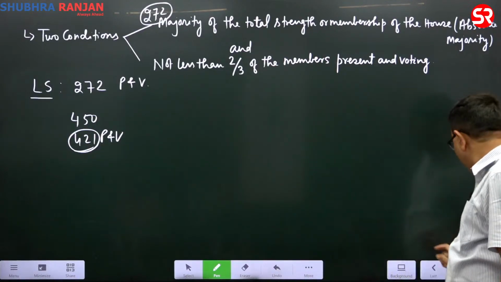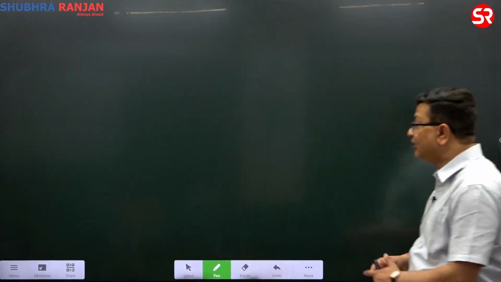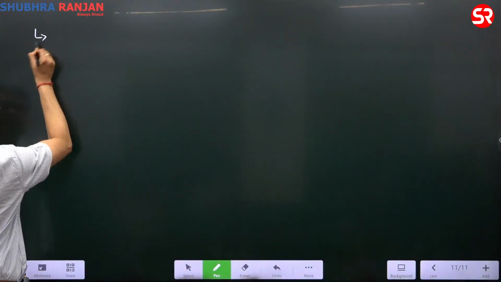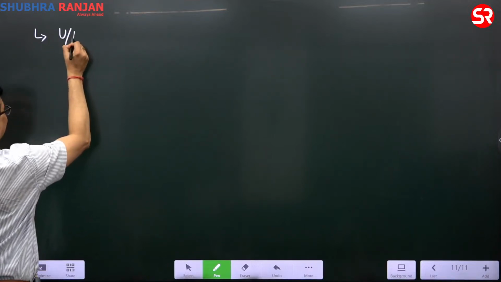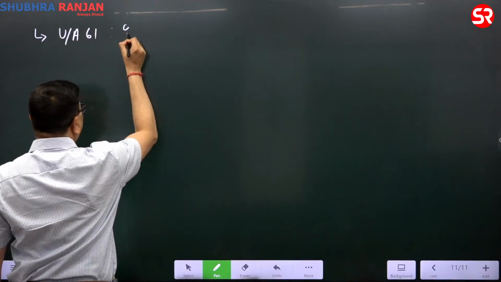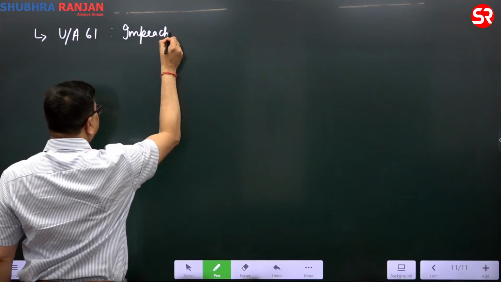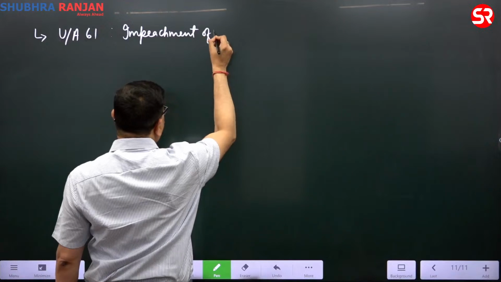Now coming to the third type of special majority. It is under Article 61, for the impeachment of the president.